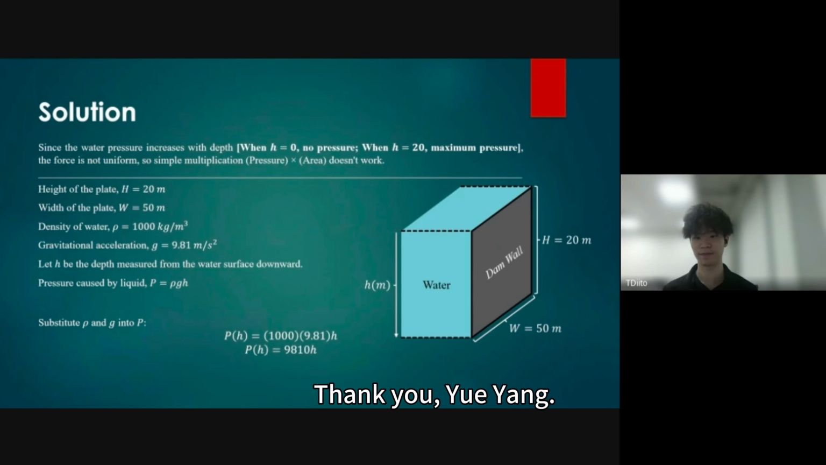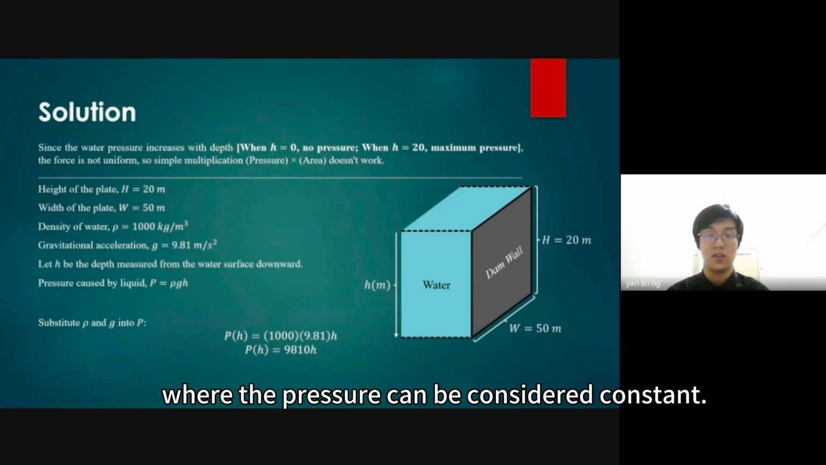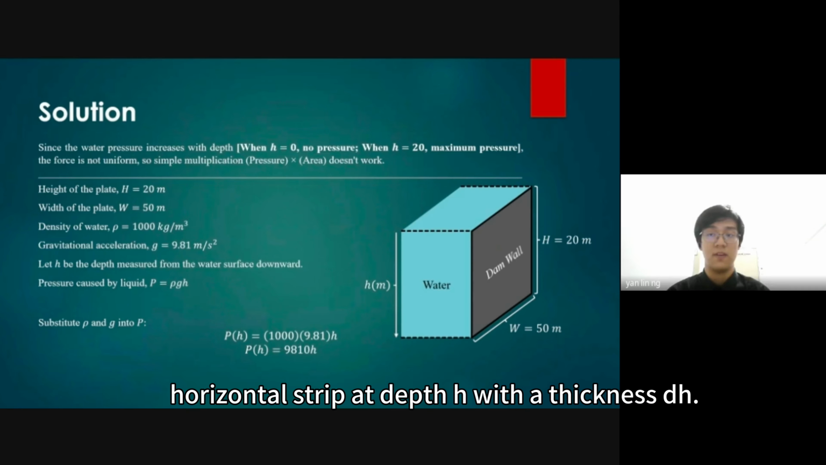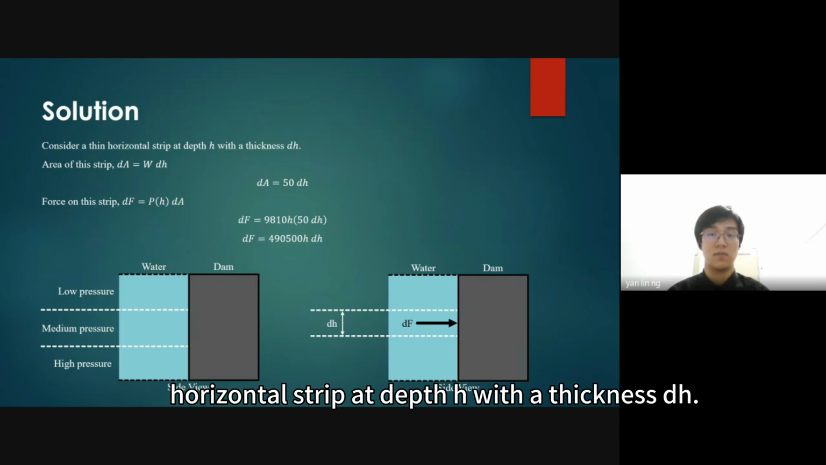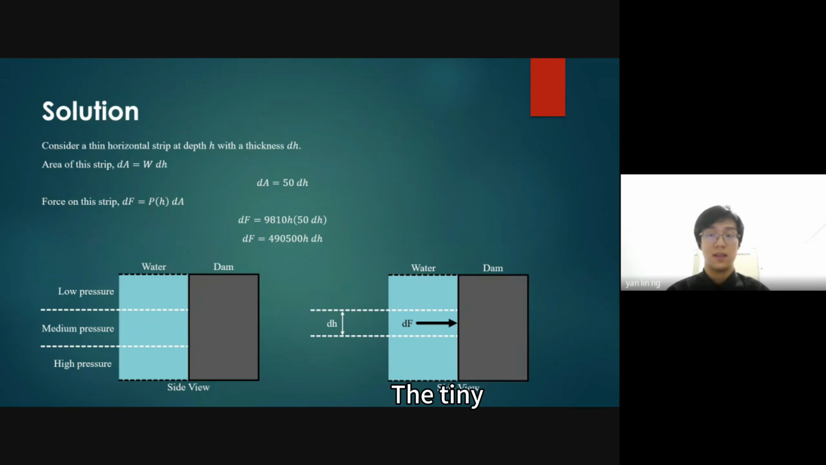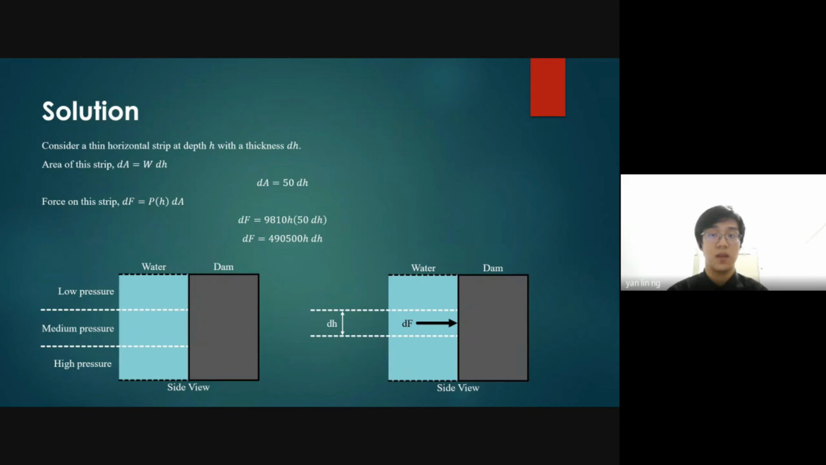Thank you, Yueyang. To continue, we need to divide the dam face into tiny parts where the pressure can be considered constant. We assume a thin horizontal strip at depth h with a thickness dh. The area dA is its width times its thickness, 50 dh. The tiny force dF on this strip is given by dF equals P(h) dA, which simplifies to dF equals 490,500 h dh.